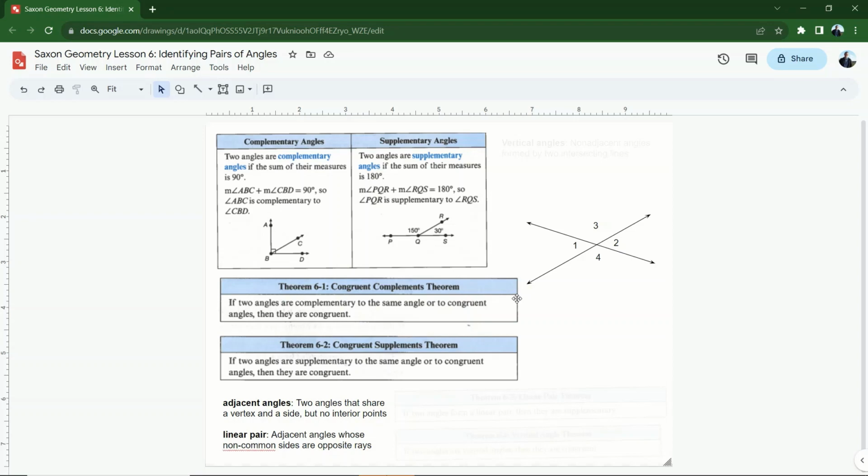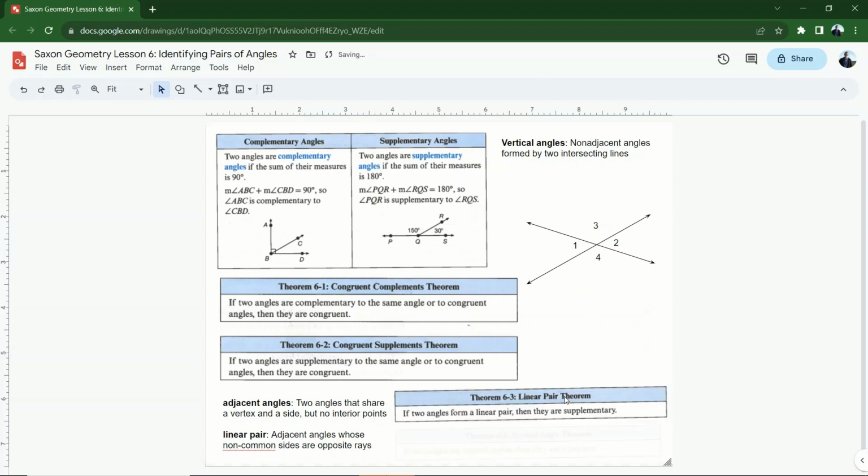All right, now our other definition, vertical angles. Vertical angles are non-adjacent angles, so they're not right next to each other, formed by two intersecting lines. These are 1 and 2, or 3 and 4. 1 and 2 are vertical angles. 3 and 4 are vertical angles because they're non-adjacent angles formed by intersecting lines. And those are very special angles because of one theorem that we'll get to in a second.